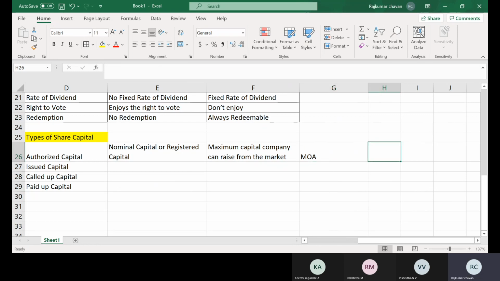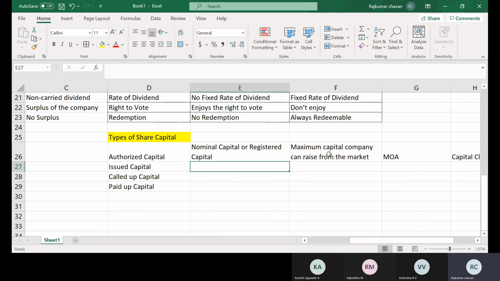And remember, authorized capital must be disclosed in your MOA. Now, can you tell me in MOA under which clause? There are a total of 6 clauses. Capital clause, sir. Yeah, perfect. So under the capital clause. What are the different types of clauses available in MOA? I think you must have known this one. Okay. So this is all about authorized capital.